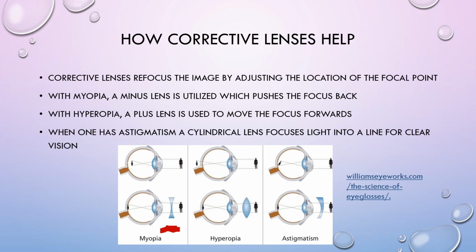For those with hyperopia, a plus lens is used to move the focus forwards. As the strength of the plus lens increases, the focal point becomes shorter. A plus lens looks like this and is a convex lens. When one has astigmatism, a cylindrical lens focuses light into a line instead of a point. In addition, one focal point is created instead of two.